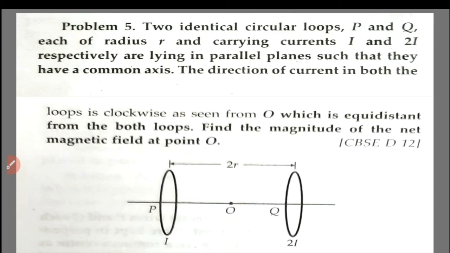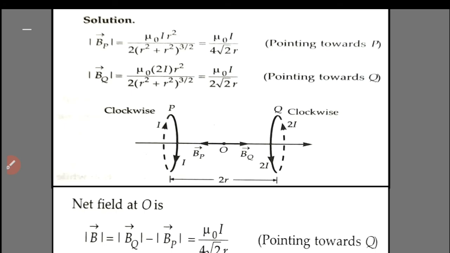Here it's given that on looking from O, the currents through P and Q are in clockwise direction. Finding the direction of the magnetic field at point O due to P and Q, you will get them to be in opposite directions. Due to P, the magnetic field is towards P by using the right hand thumb rule: curl the fingers of the right hand in the direction of current, then the thumb shows the direction of the magnetic field. In the same way due to Q also. So BP and BQ are in opposite directions.